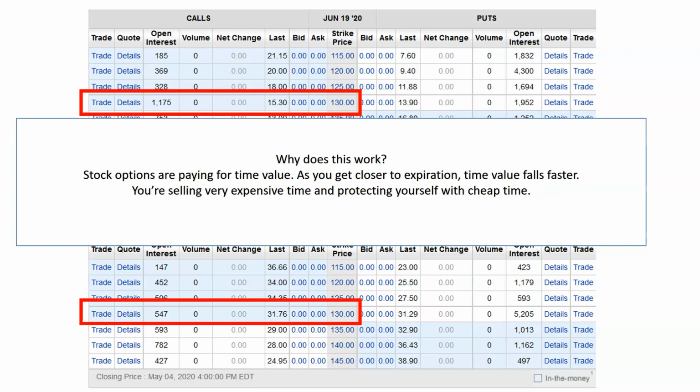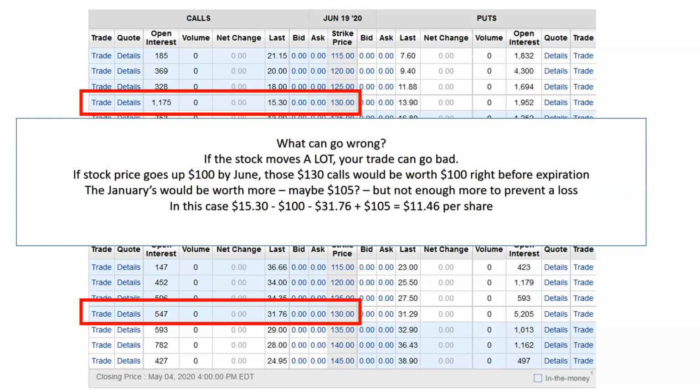As the option gets close to expiration, it's got very little time left for that stock to spike. And so as a result, every single day counts. If that option's only got 2 days left to expiration, if something big doesn't happen, that thing's going to expire worthless. In contrast, if it's got 8 months to expiration, if nothing happens in the next 2 days, no big deal. So you're selling expensive time, protecting yourself with cheap time. That's the idea. Now, what could go wrong?